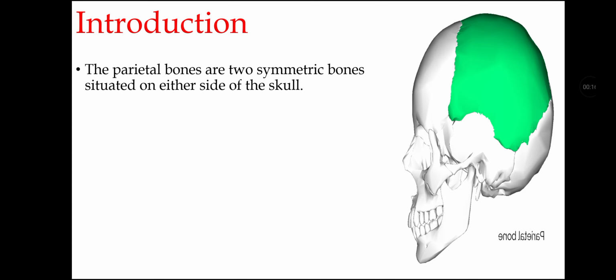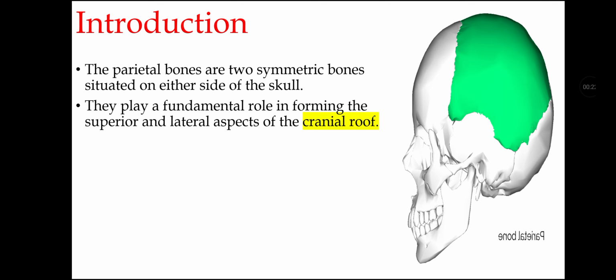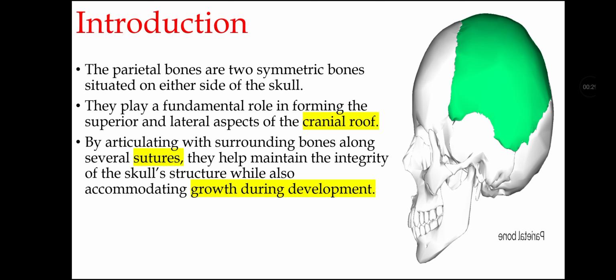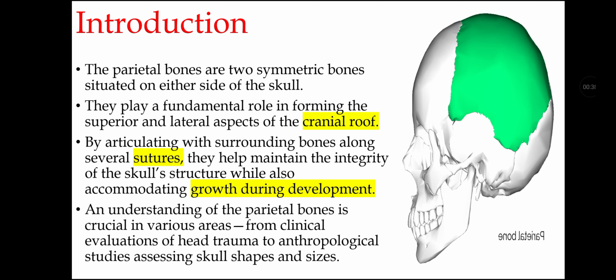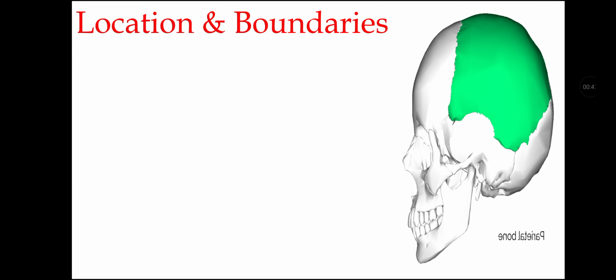Parietal bones are two symmetric bones, that means they are paired bones, situated on either side of the skull, one on the right side and one on the left side. They play a fundamental role in forming the superior and lateral aspects of the cranial roof. By articulating with surrounding bones along several sutures, they help maintain the integrity of the skull structure while also accommodating growth during development. An understanding of the parietal bone is crucial in various areas, from clinical evaluation of head trauma to anthropological studies assessing skull shapes and size.